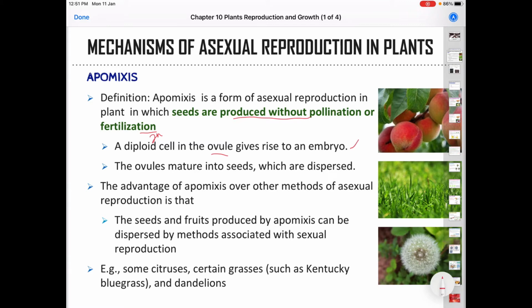The advantage of apomixis over other methods of asexual reproduction is that the seed and fruit produced by apomixis can be dispersed by methods associated with sexual reproduction. For example, some citrus or certain grasses and dandelions. So these are the apomixis, where the seeds are produced without pollination or fertilization.